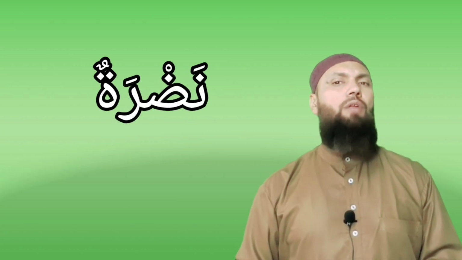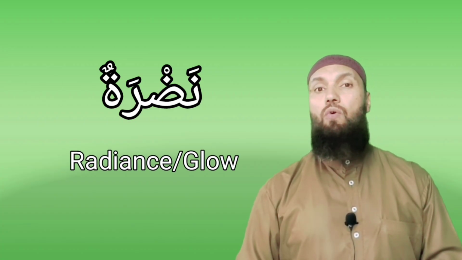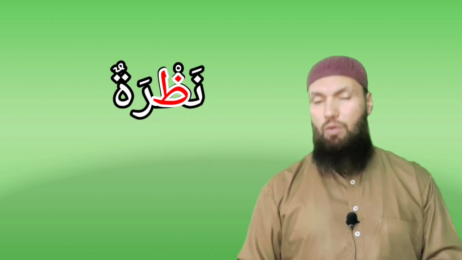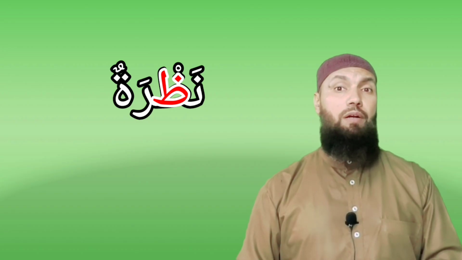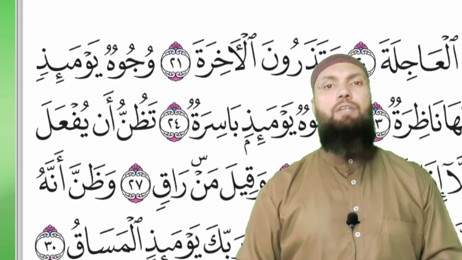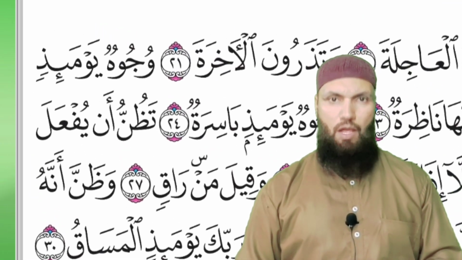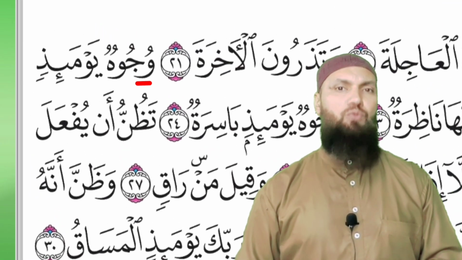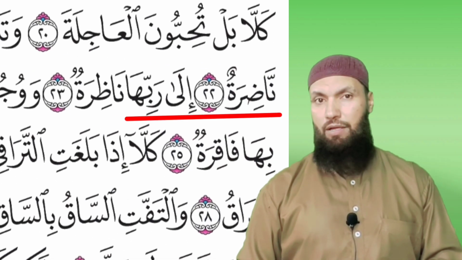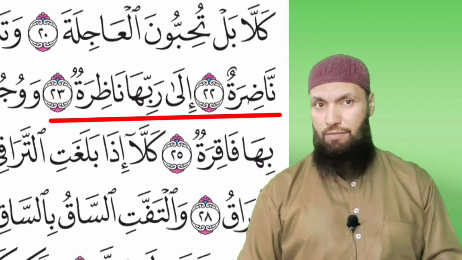Likewise, the word Nadratun with Dwad means radiance or glow. But if we read the same word, Nadratun, with Dha, it would mean a glance or a look. Both these words have occurred in Surah Al-Qiyamah, one after another in two consecutive ayat, ayat number 22 and 23. Wujuhun yawma idhin nadira ila rabbiha nadira.